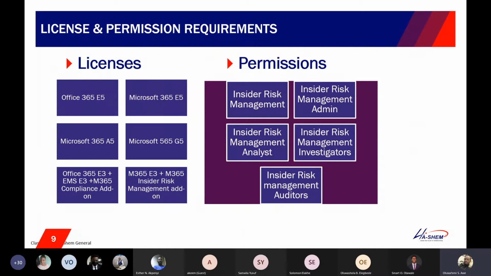Now let's talk about the license and permission requirements. As a global admin, the role is not sufficient to analyze insider risk. You have to be assigned another role for security and compliance management. And to navigate to that, you can go to protection.office.com. So you assign whoever you want to be the insider risk manager or to review the insider risk. You assign these permissions. You can assign insider risk management. This is the highest level of your role.